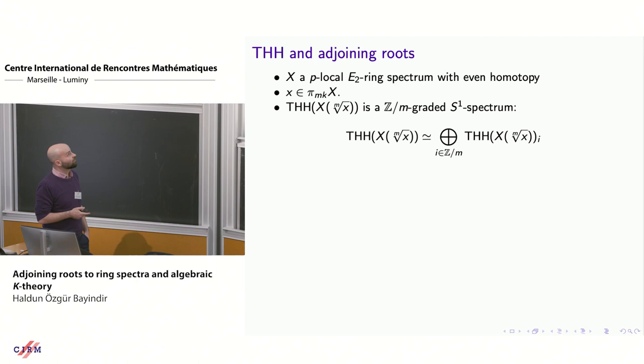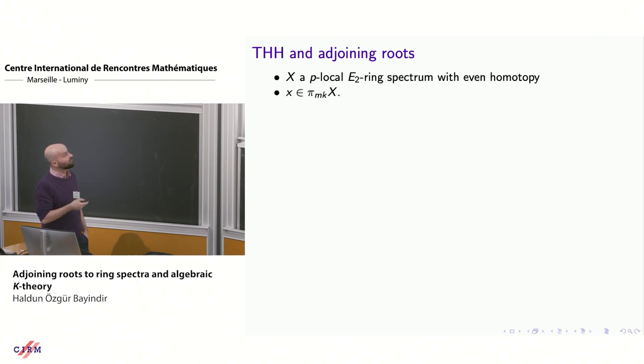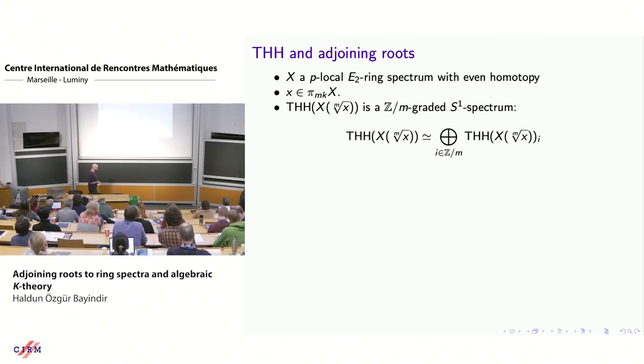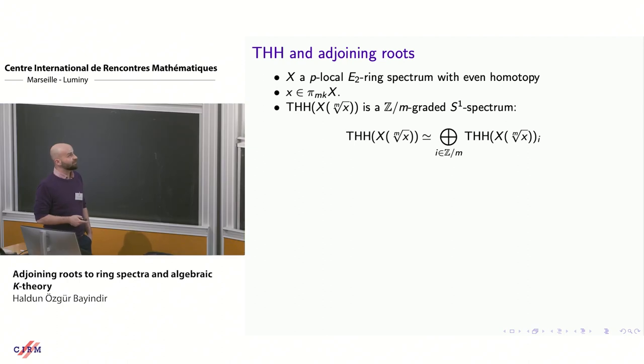And so summarizing what we have in the case, so these are the assumptions I put when I adjoin a root. THH of X adjoin root will have a coproduct splitting as an S1-equivariant spectrum, right? So that's what we deduce, and this is somewhat canonical. It's not trivial or anything.